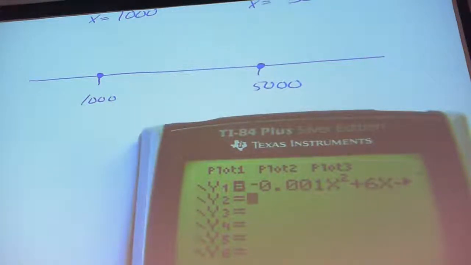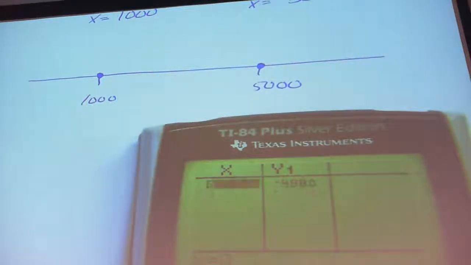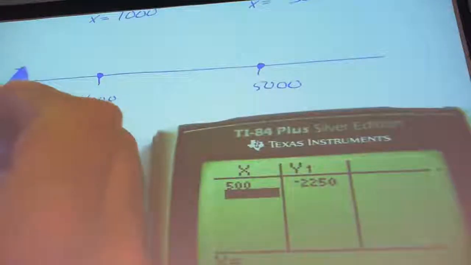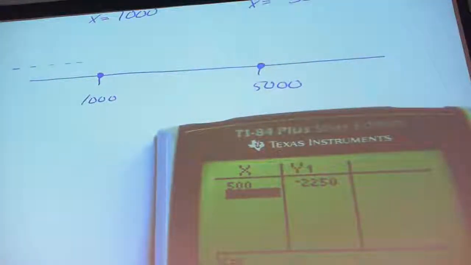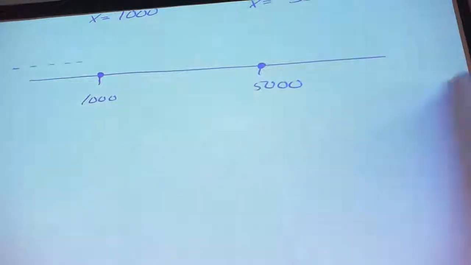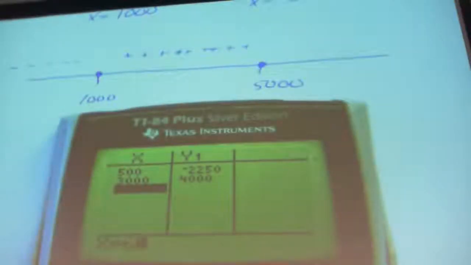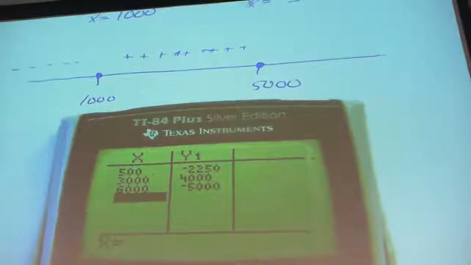Okay, so I go to my table. What's any number less than 1,000? Any number you want. 500. Do you get a positive or negative? So in this area, it's going to give me negatives. Okay, what about a number between 1,000 and 5,000? 3,000, 2,500, all of them are great. You're going to get what? Positive. And then what about a number greater than 5,000? 6,000. You're going to get a negative.